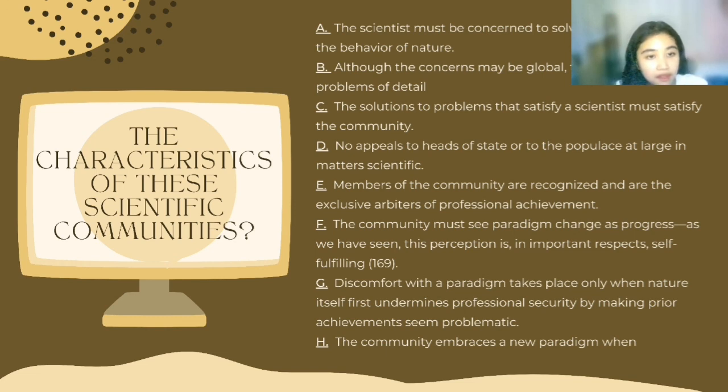Fifth, members of the community are recognized as the exclusive arbiters of professional achievement on the following basis. Because of their shared training and experience, members of the community are seen as the sole possessors of the rules of the game. To doubt that they share some basis for evaluation would be to admit the existence of incompatible standards of scientific achievement.